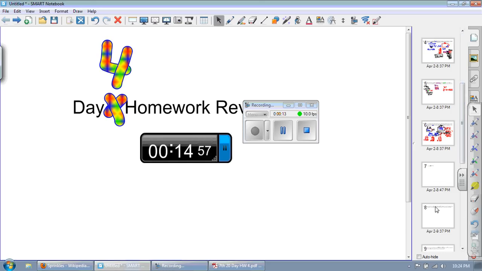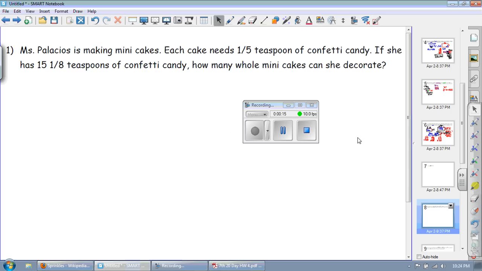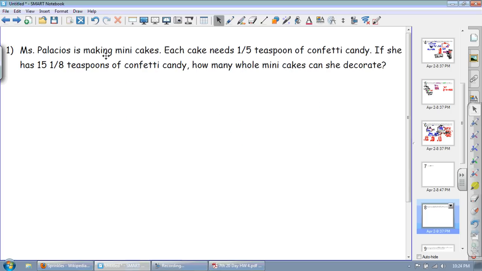So, looking at question 1, we've got Mrs. Palacios, who's a very nice lady, and she is making mini cakes. Each cake needs confetti candy, and she's got this many teaspoons, and she wants to use this many teaspoons in total. We want to know how many little mini cakes she can make.